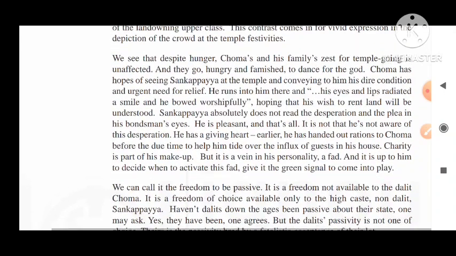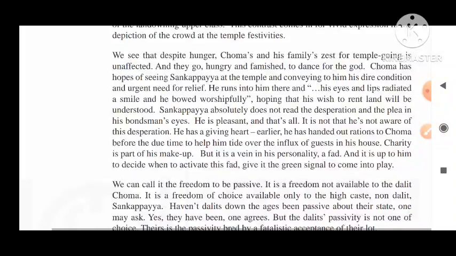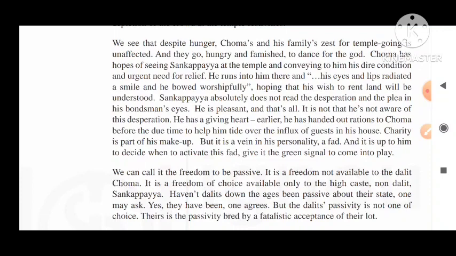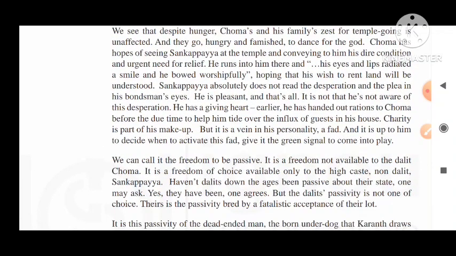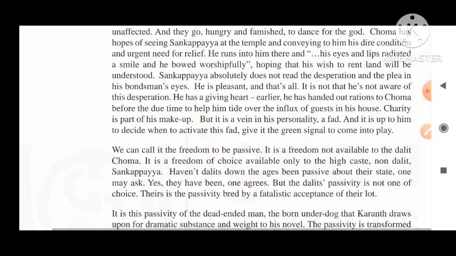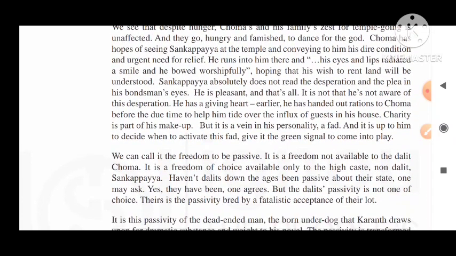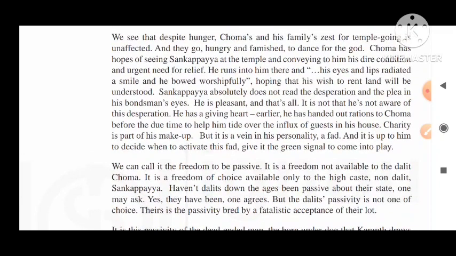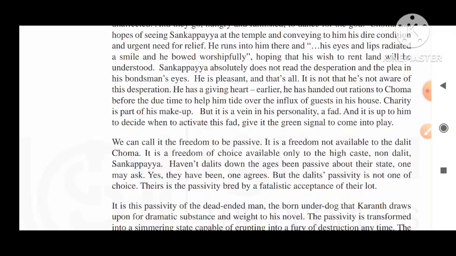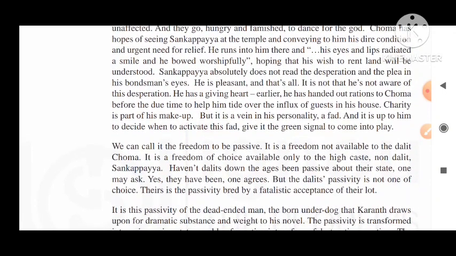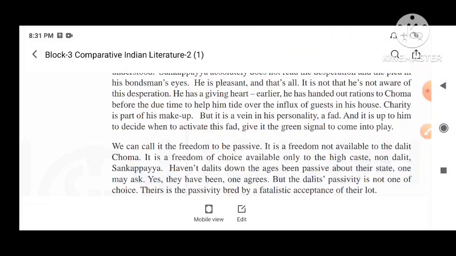We see that despite hunger, Choma's and his family's zest for temple going is unaffected, and they go hungry and famished to dance for the god. Choma has hopes of seeing Sankapaya at the temple and conveying to him his dire condition and urgent need for relief. He runs into him there, and his eyes and lips radiated a smile, and he bowed worshipfully, hoping that his wish to rent land will be understood.